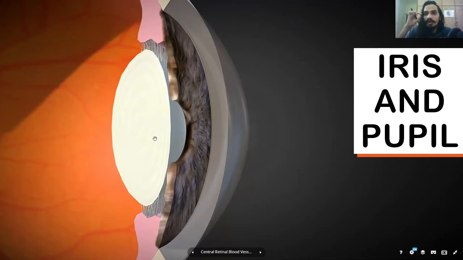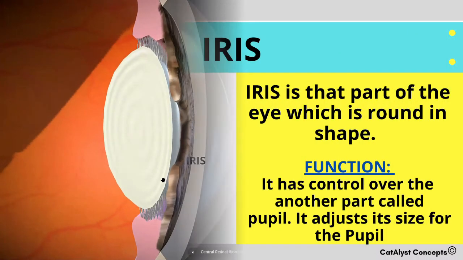That hole will be controlled by the iris depending on how the eye needs to work. We'll come more into that a while later.